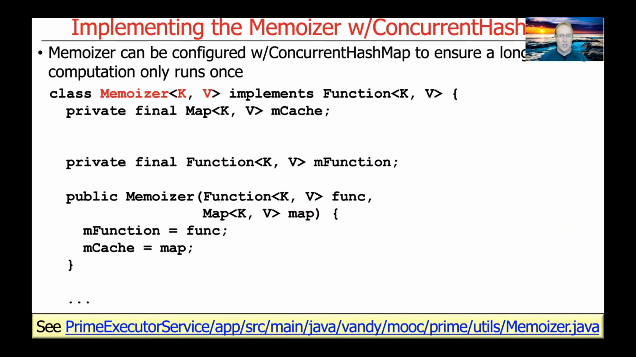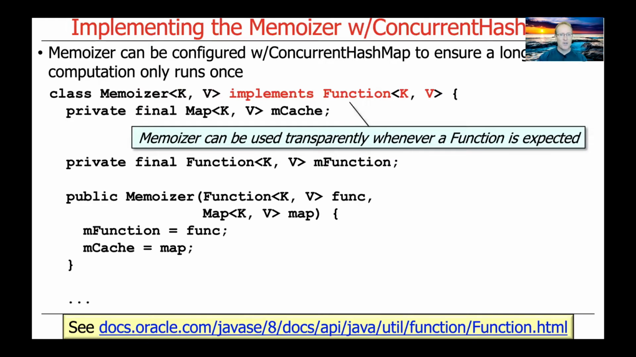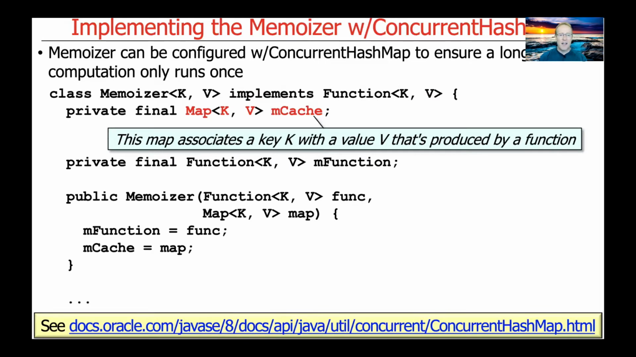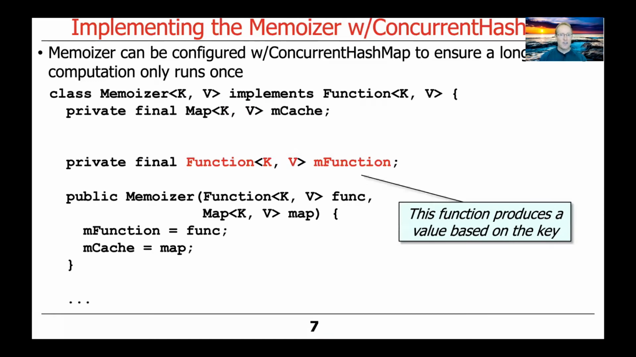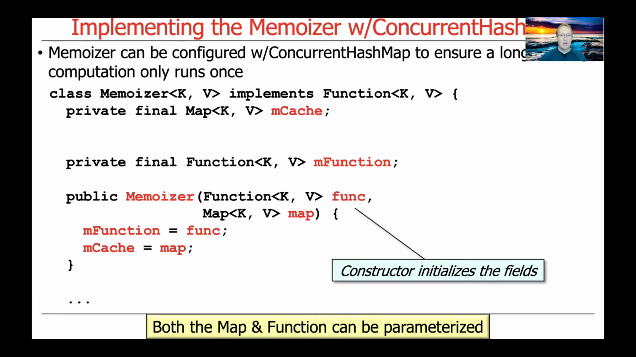You can take a look at the source code in the link at the bottom of the slide if you want to see the actual implementation in context. So Memoizer is a generic class that implements Function, and that allows us to transparently make an instance of Memoizer work wherever a function is needed. It defines a field, which is a map, which could be a ConcurrentHashMap or a HashMap or a synchronized map or something, depending on what you're trying to do. We also store a field that's the function that's going to be passed in to do the computation. And here's the constructor. You pass in a function, you pass in a map, and both of those parameters are then stashed away in the corresponding fields.